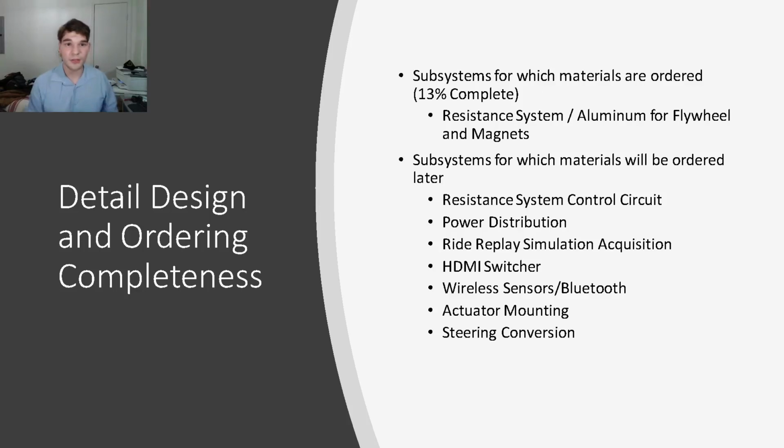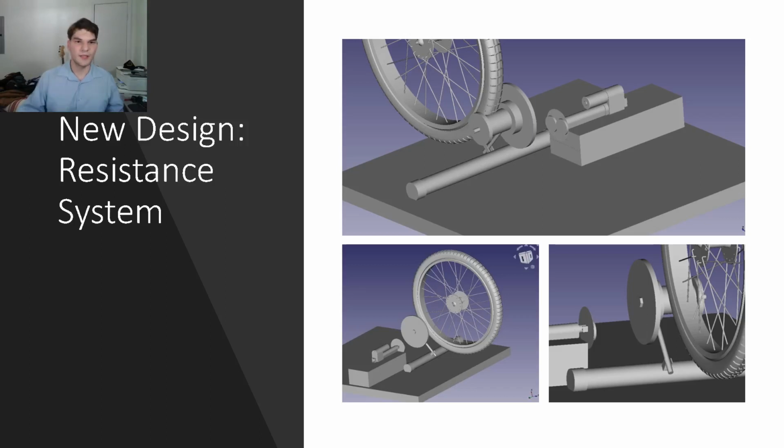Specifically the ordering part, we have the aluminum for the flywheel and magnets ordered for the resistance system, and we still need to order all of this stuff for all of those other subsystems. Now right here we have some 3D images of the resistance system we have ordered and decided on.